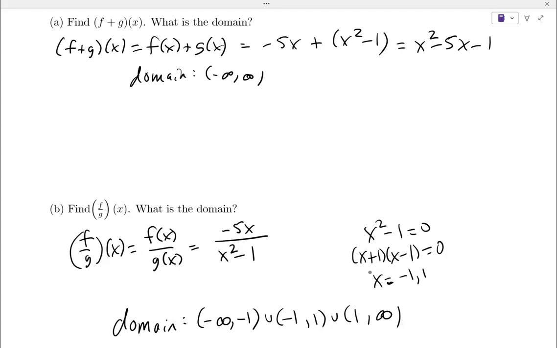Why do we use parentheses rather than brackets? You can't include them, right? It's not equal to negative 1 and it's not equal to 1. So we want to use parentheses on those. So our domain then is the union of those three intervals: negative infinity up to negative 1, then negative 1 up to 1, and then 1 to infinity. But again, this is not any different type of problem than we asked before. All we're being asked differently here is to do the arithmetic operation first and then look at the domain.